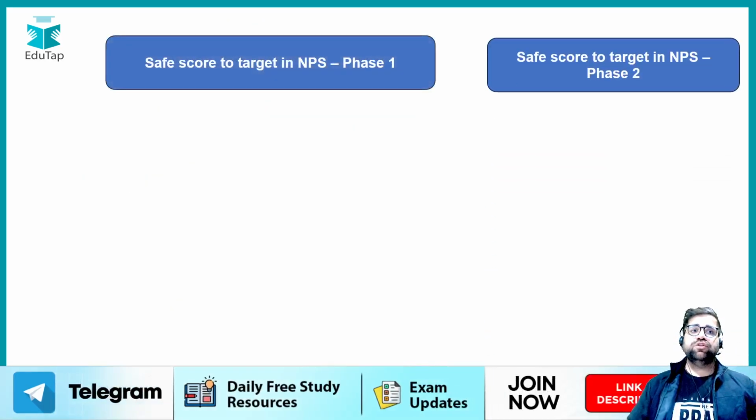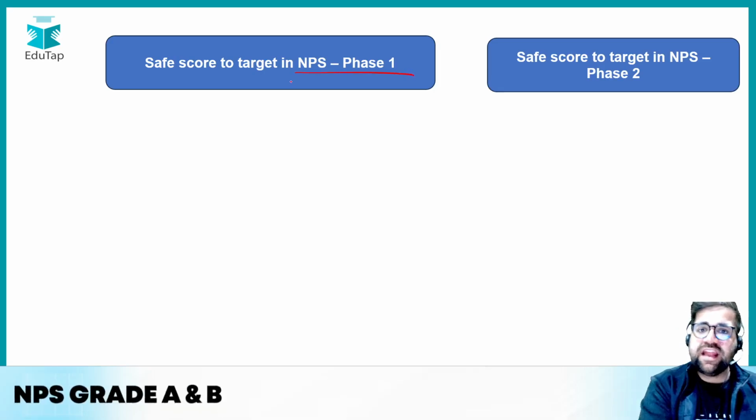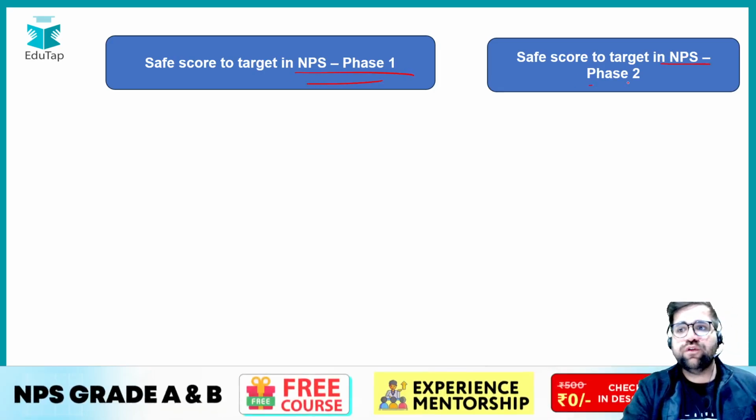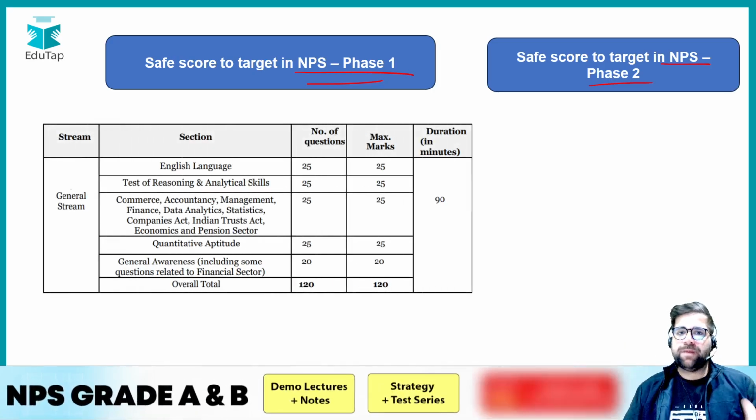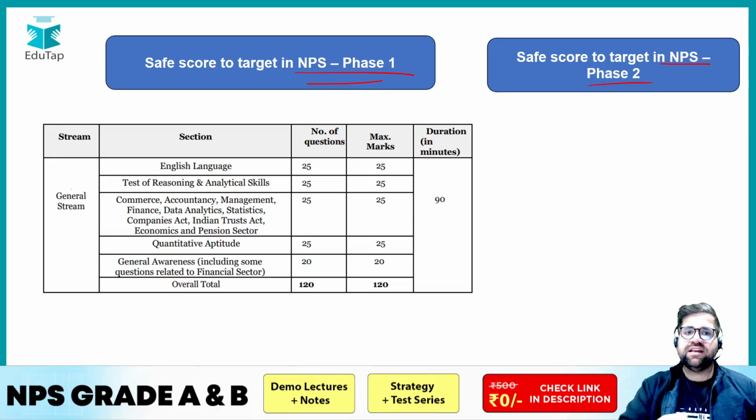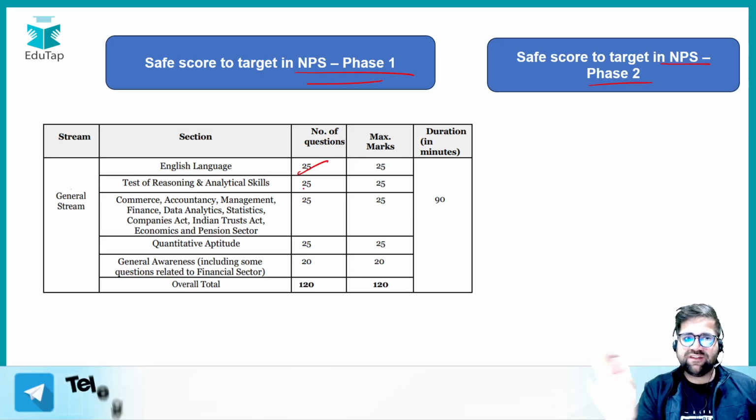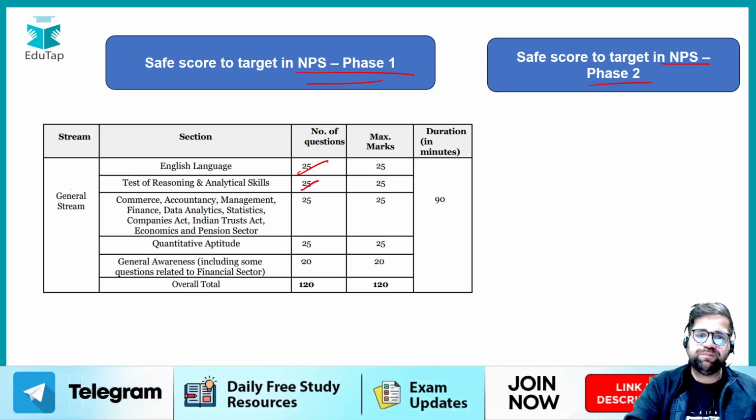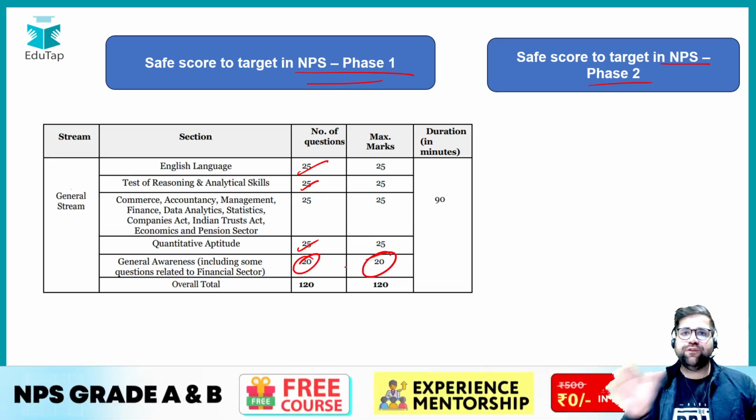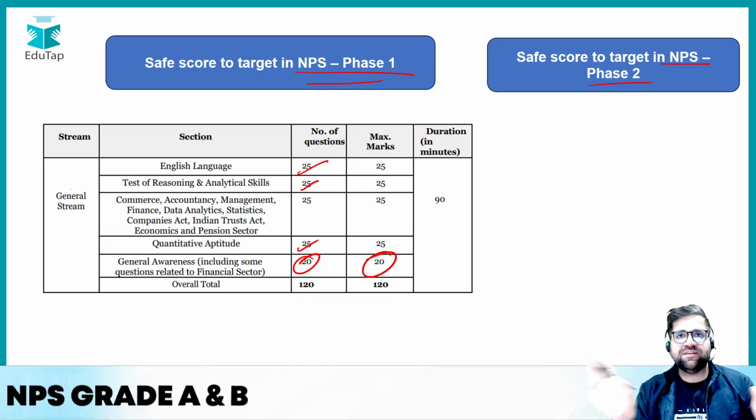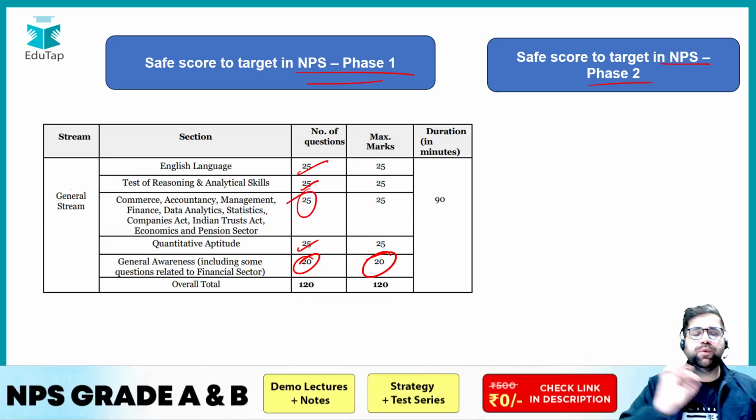Now, when it comes to the safe score which you have to target in NPS phase 1 and the safe score which you have to target in NPS phase 2, let's talk about it. Now, the paper pattern which we have just now discussed is English has 25 questions worth 25 marks, reasoning same story, then you have quant the same story. In GA you have 20 questions worth 20 marks only, and you have 6 or more than 6 specialized subjects which will contribute 25 marks.